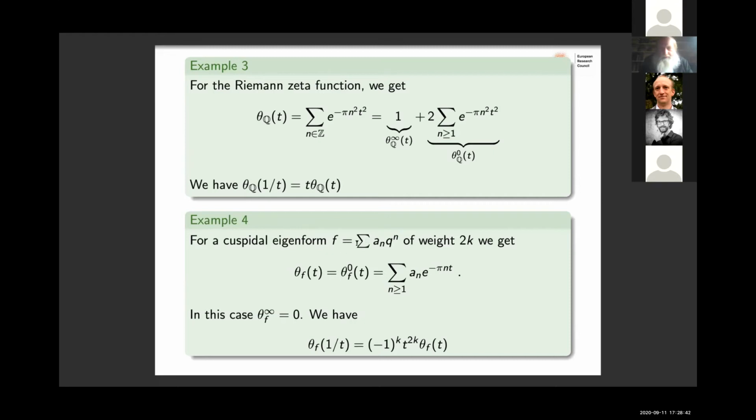In the second example, we had a modular form. The theta function essentially gives you back the modular form. And when it's a cusp form, there's no zeroth Fourier coefficient, so there's no divergence at infinity. Okay, theta infinity is 0. And this is the functional equation, which is the same one we had before.